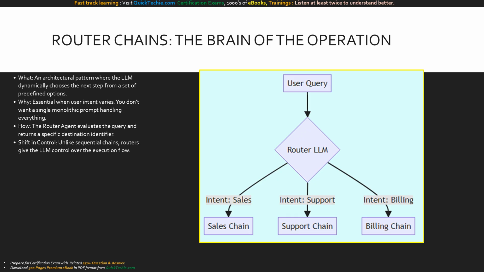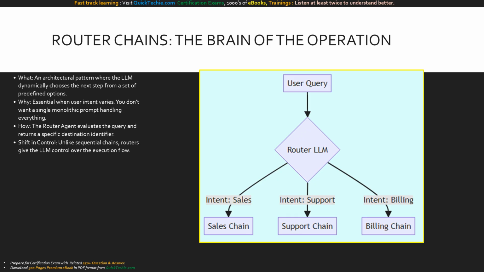If a user asks about flight refunds, you shouldn't run that through your hotel booking logic. A router evaluates the intent of the query, e.g., travel info versus accommodation booking, and dispatches it exclusively to the specialized chain built for that exact task. This modularity reduces hallucinations because specialized chains only handle what they're experts at.